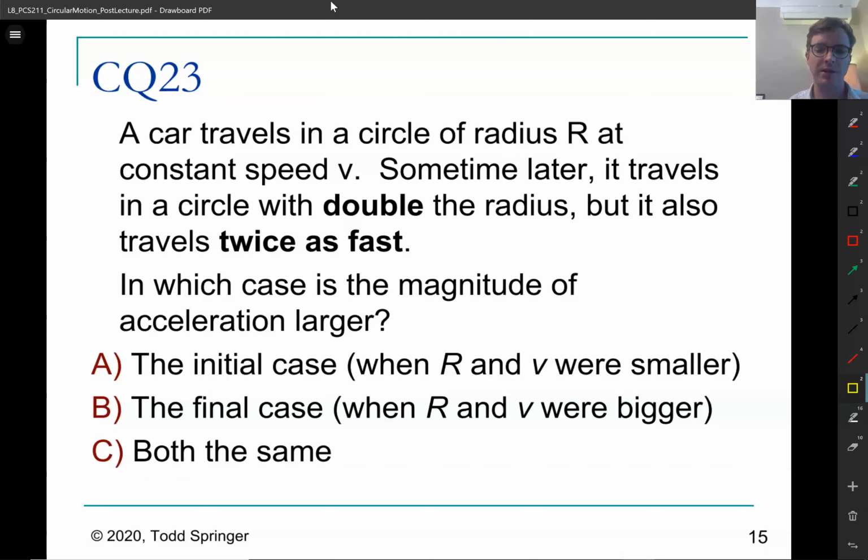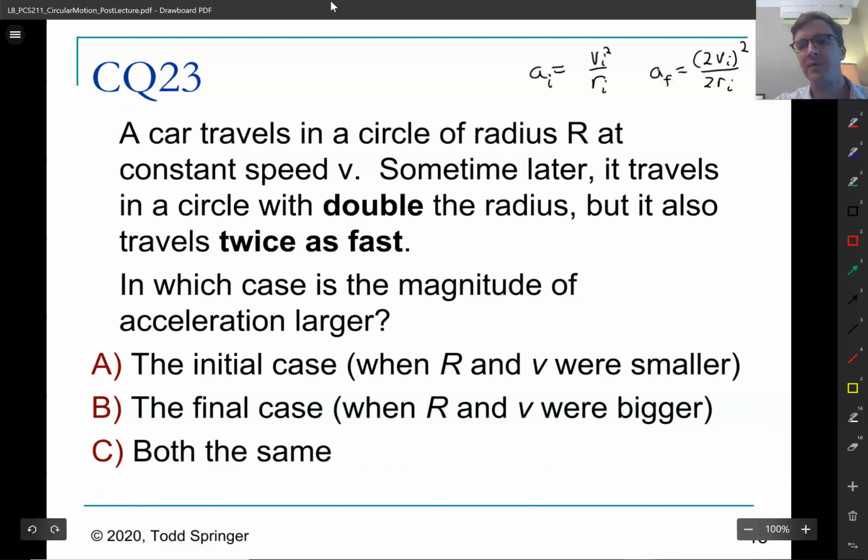But you have to be careful, because how does the formula depend on r and v? So remember that a, if it's traveling in a circle, is v squared divided by r. So if I double v, the v is squared, so the whole thing goes up by a factor of 4. This would be my a initial, v_i squared over r_i. My a final, if I double v, that's 2 v_i, I doubled it, and then I square it, divided by 2 times r_i. And that becomes 4 times v_i squared over 2 times r_i.